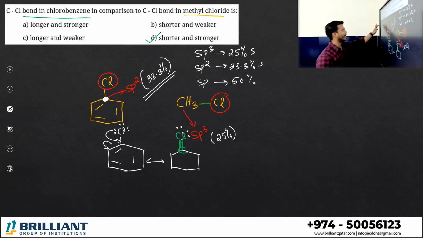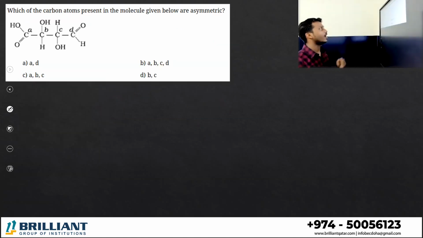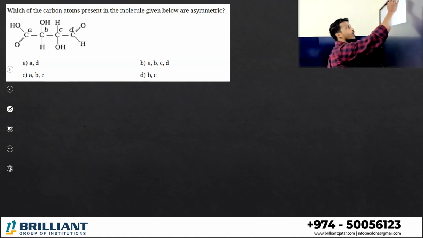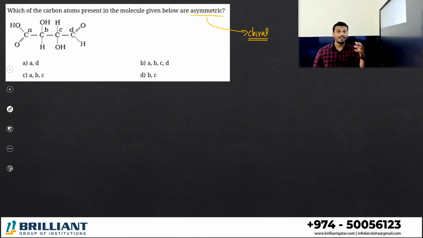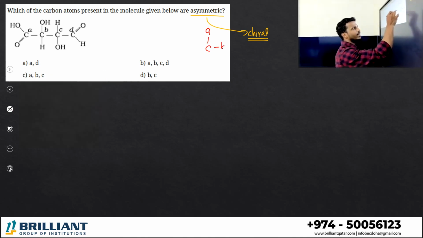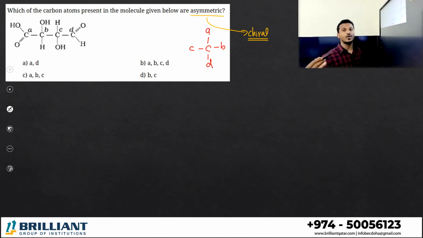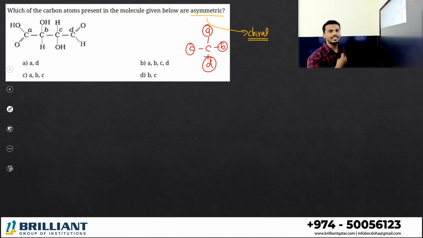Okay, clear? Next question. Which of the following carbon atoms represented in the molecule given below are asymmetric carbon? Asymmetric means they are said to be chiral carbon atoms. What is a chiral carbon? You studied many times. If the carbon is connected and all its valencies are satisfied by different groups, it is said to be a chiral or asymmetric carbon. You see the carbon, 4 bonds are there, all are connected to different groups. Then the carbon is chiral or asymmetric. You can see they are specified by A, B, C, D letters.